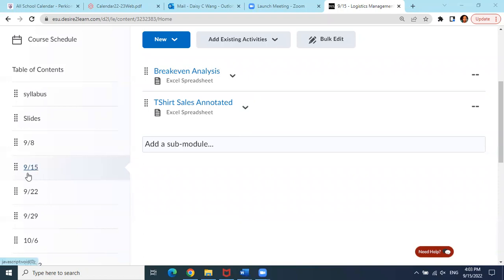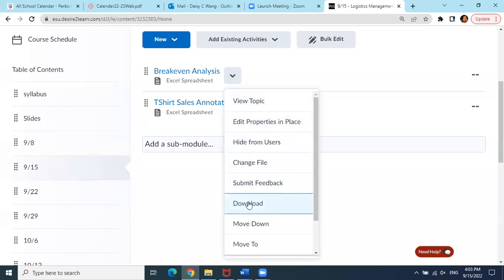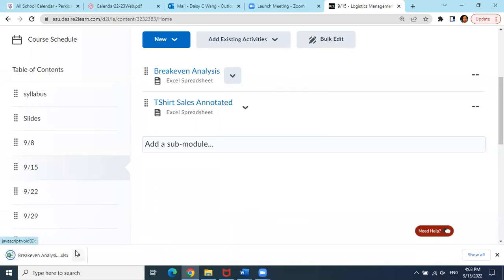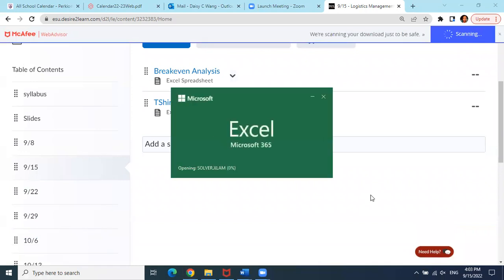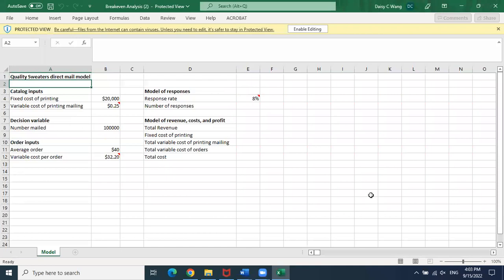So we are going to go to the folder of September 15 and download the break-even analysis. Today we will cover break-even analysis. This is a very brief version of what we will be doing in the future.